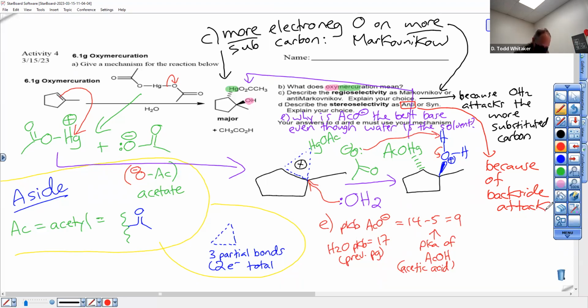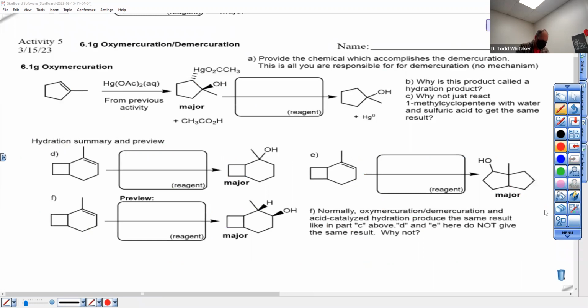And we got a fifth activity, the big finish today. It brings it all together. Here is what we did on the previous activity. We made this oxymercuration compound. It's got an oxygen and a mercury. The part that we have to do here is provide the chemical which accomplishes the demercuration. So what does demercuration mean, just looking at these two pictures? It doesn't mean just that mercury is gone, which is true. That's half the answer.